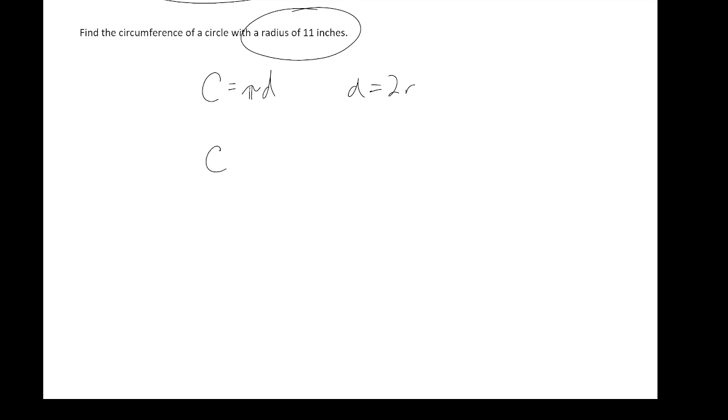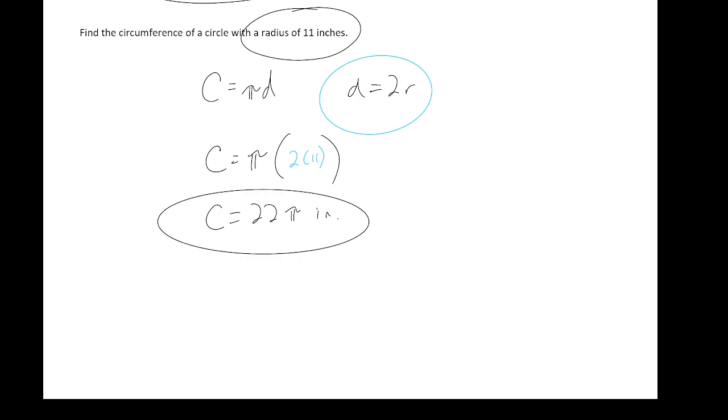If we're going to find that circumference, we're going to have pi, and then instead of diameter, we have 2 times r here. We're going to substitute that with 2 times 11, in this case, for the radius to create our diameter. So our circumference is equal to 22 pi inches. Gentlemen, leave your answer just like that.